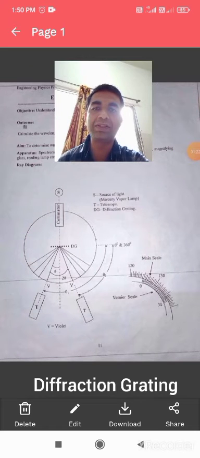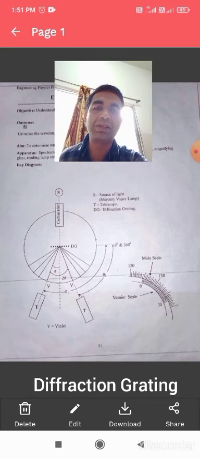Now, if you see this diagram, S is the source of white light, then the collimator which will collimate the beam of light, then the diffraction grating is placed on the prism table. Then with respect to the wavelength, the angle of diffraction will be different for different colors. Okay. Now we will observe those colors by using the telescope.